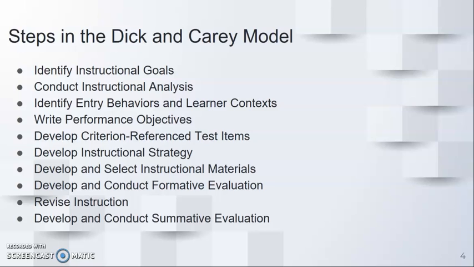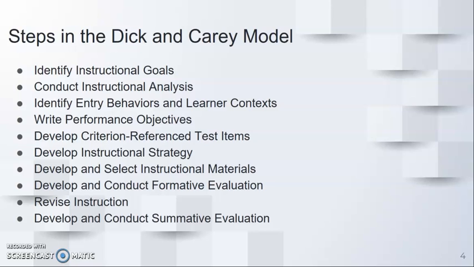Next, the instructor will write performance objectives, which are specific to what the student should be able to do once the lessons are complete. In education, we typically call those SWABOT. Students will be able to. After this, we move to the fifth step, which is developing criterion reference test items. This is when the instructor will create a test with questions that will match up with the previously determined learning objectives.